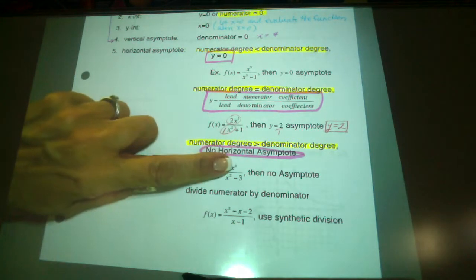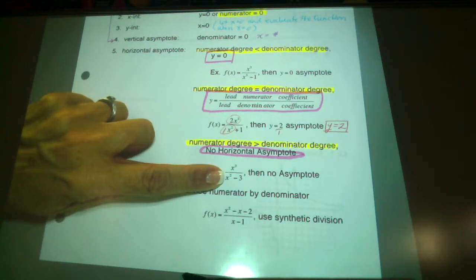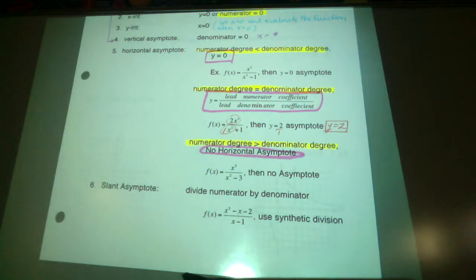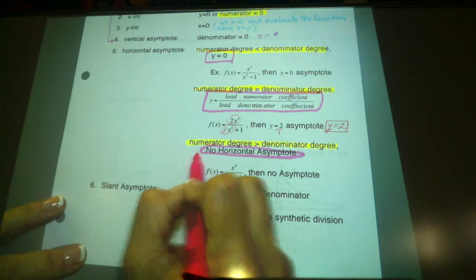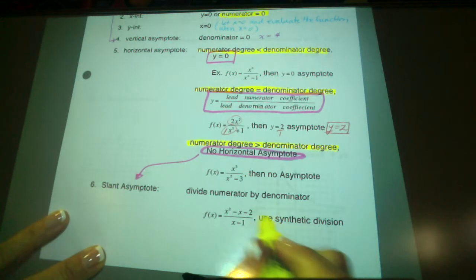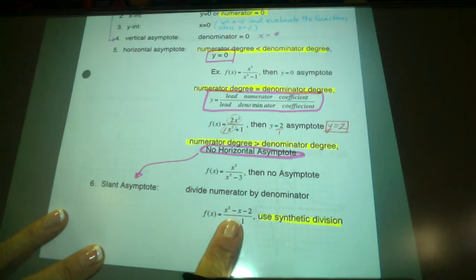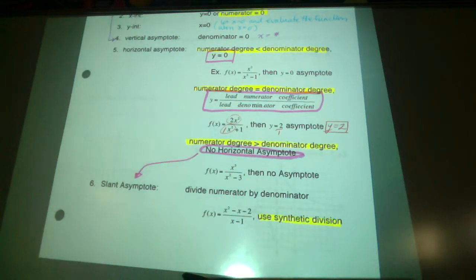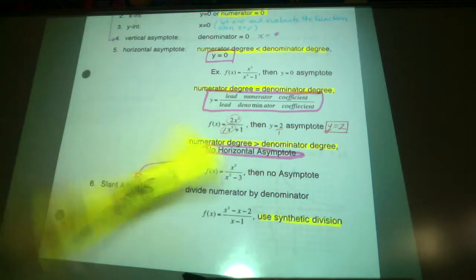So here I've got 3 is greater than 2. There's no horizontal asymptote. What could occur, however, is you could have a slant asymptote. And the slant asymptote occurs when the degree of the numerator is 1 more than the degree of the denominator. And you can find your slant asymptote by using either long division or synthetic division. So if you look at this particular example down here, the degree of the numerator is 2. The degree of the denominator is 1. You have an exact difference of 1.